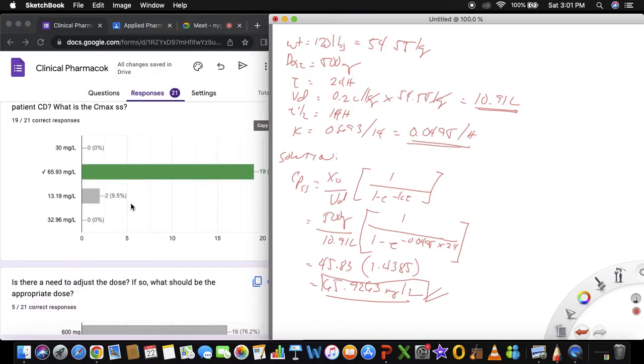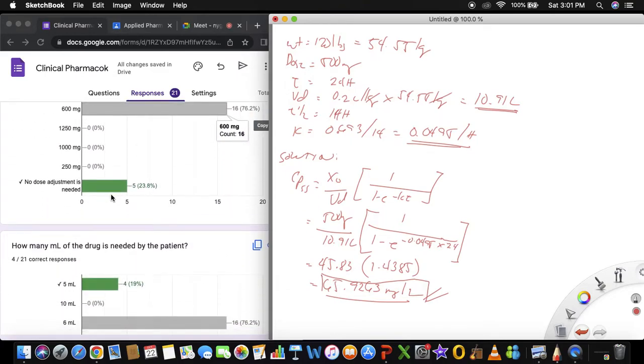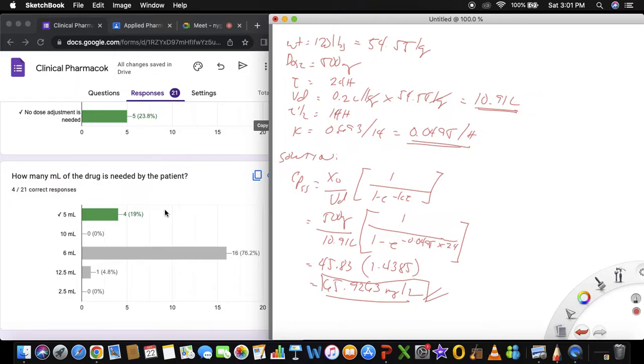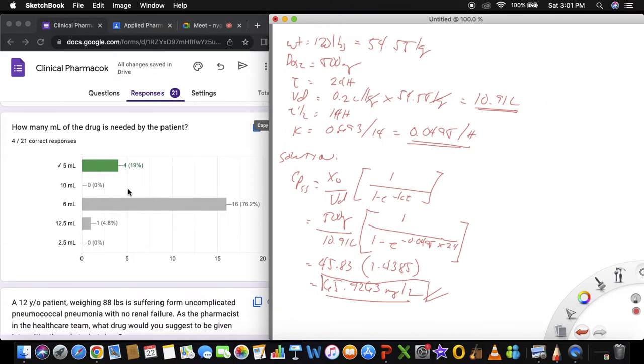Alright? So, yun siya. So, there's no need to adjust the dose here. Okay, so how many ml? So, sabi natin, 500. Okay lang. Just stick to 5 ml.